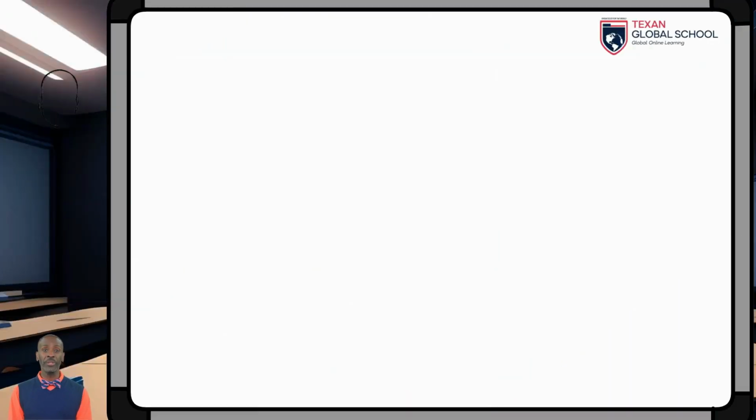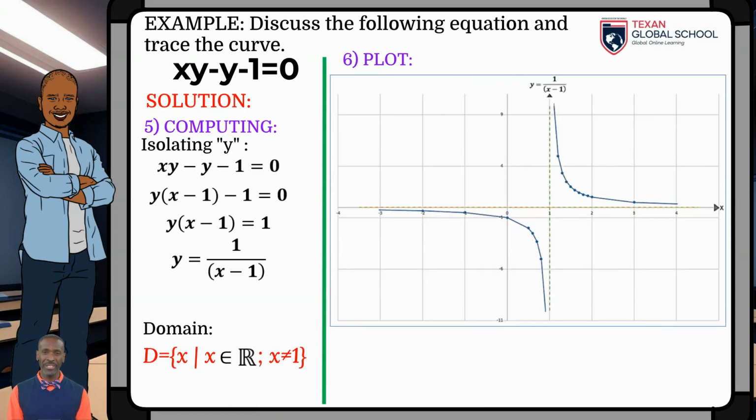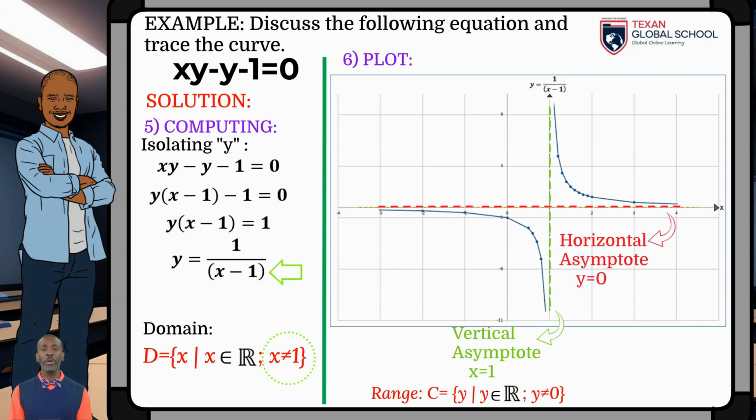In conclusion, we can see that the graph has no intercepts with any of the coordinate axes. The function is not symmetric with respect to the coordinate axis or the origin. Its domain goes from -infinity to +infinity, not including 1. Its range is from -infinity to +infinity, not including 0. The graph contains a vertical asymptote when x equals 1 and a horizontal asymptote when y equals 0.